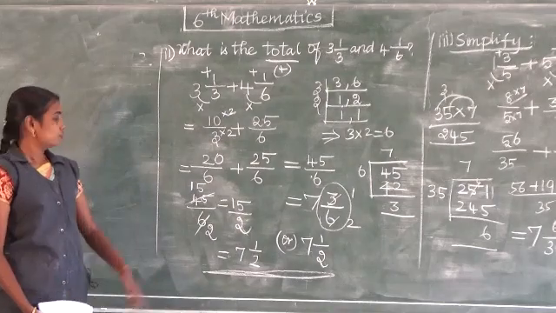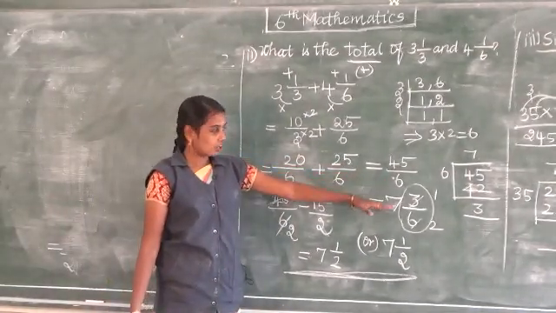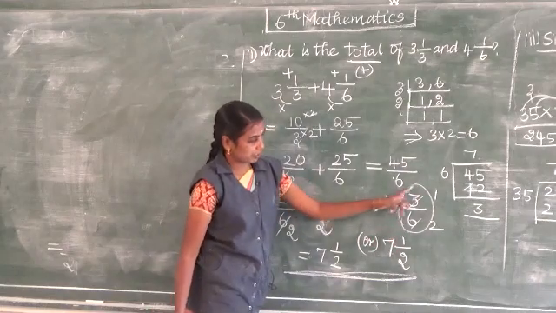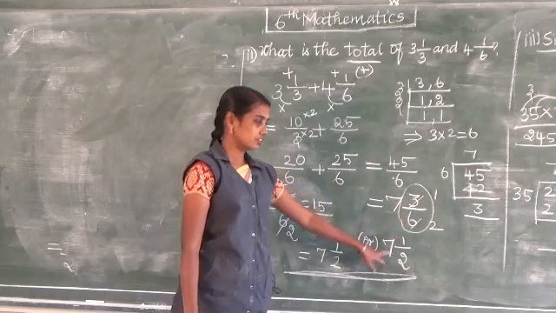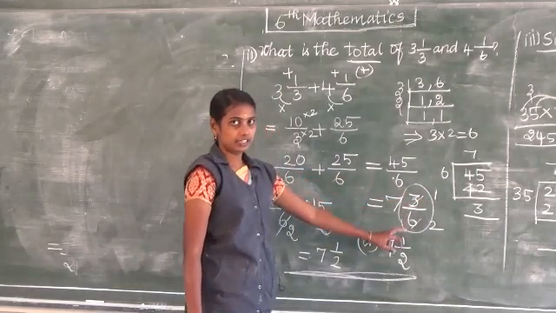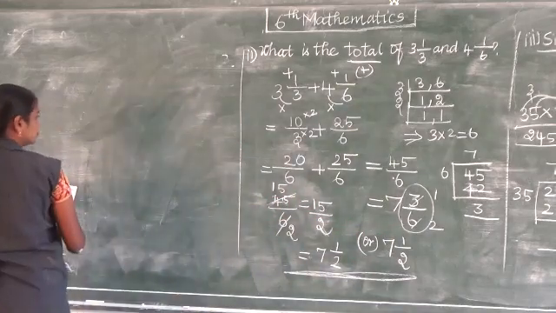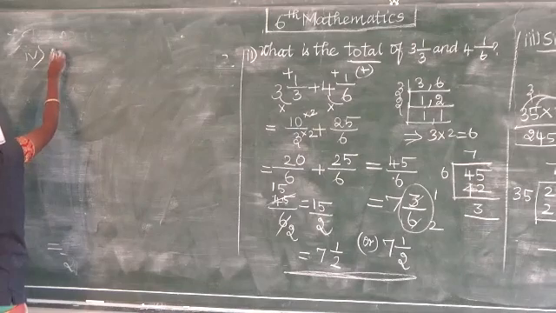Clear everyone? You can cancel before even in this step, or else at last see the proper fraction and cancel it. Don't forget to cancel. I didn't cancel that problem when I teach. So now you cancel it and change the answer. So option 4.